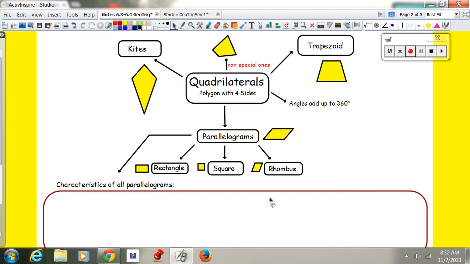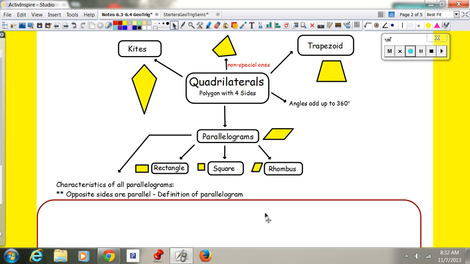Characteristics of all parallelograms. This is what all parallelograms have. If it's a parallelogram, then it has to have opposite sides parallel. That's what the definition of a parallelogram is. Notice how it has the word parallel in parallelogram? So opposite sides have to be parallel for it to be a parallelogram. So that's our definition. So if you see arrows on the top and the bottom, and you see arrows on the two sides, then you know it's a parallelogram. You don't have to wonder if it is or not. If opposite sides are parallel, it has to be a parallelogram.